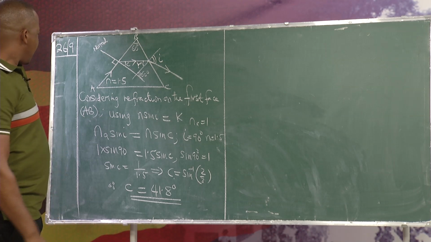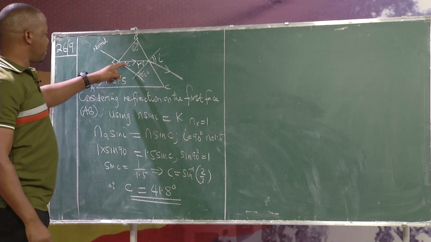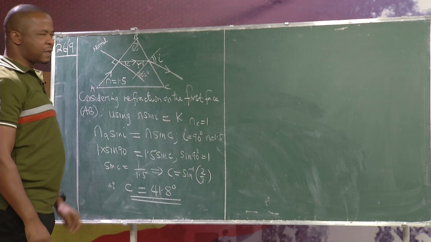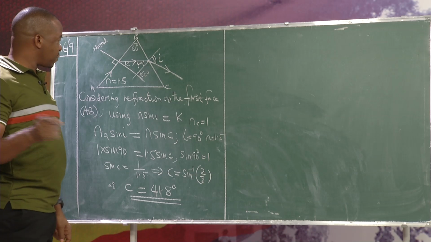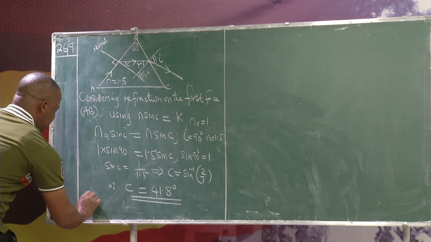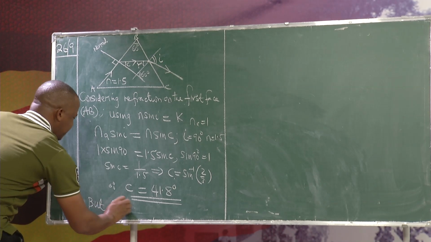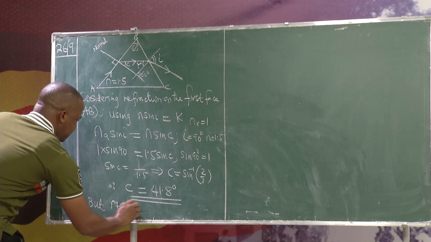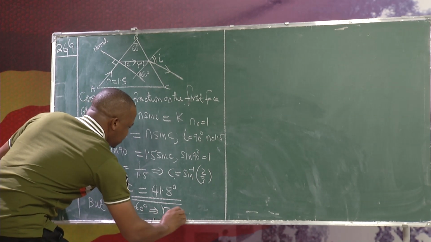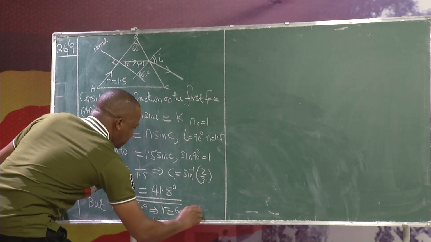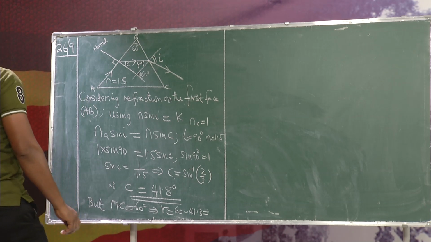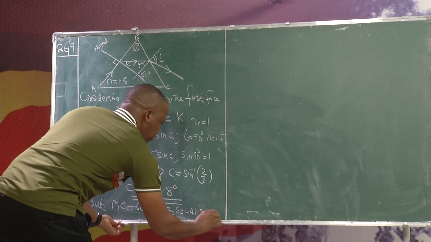Now, from the angle geometry, if we have C plus R, we shall get 60. That is, the sum of two interior angles is equal to an exterior angle. I will say that R plus C is equal to 60 degrees, implying that R is equal to 60 minus 41.8, and this will give us a value of 18.2 degrees.